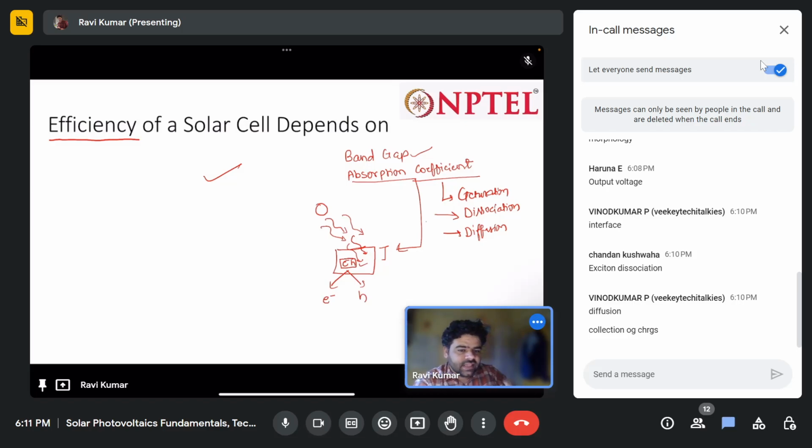But just see, if this is a solar cell and this electron and hole are here only, they are dissociated, they are free charge carriers, but they are at a particular place. So they need to move or diffuse. They will go to the edge of the material. And then as Vinod said, there should be collection of charge carriers. Then fourth will be collection.